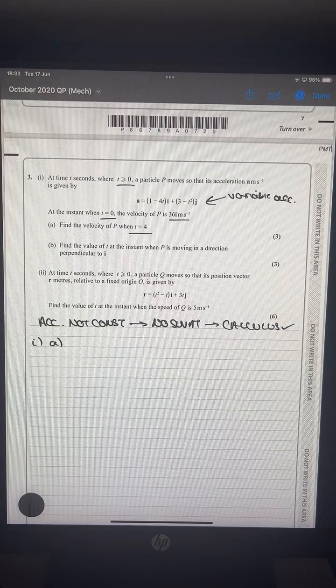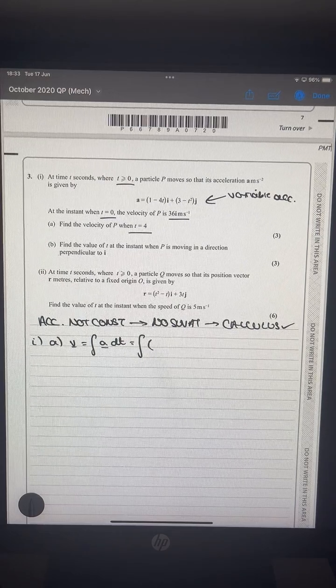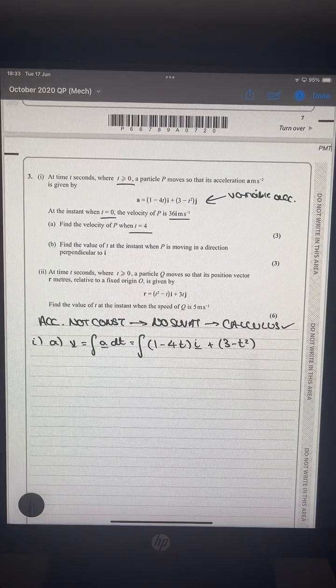I want to find the velocity, right? Well, velocity, you're just integrating acceleration like we did in question 2, so with respect to time. So what am I integrating here exactly? 1 minus 4t i plus 3 minus t squared j with respect to time.